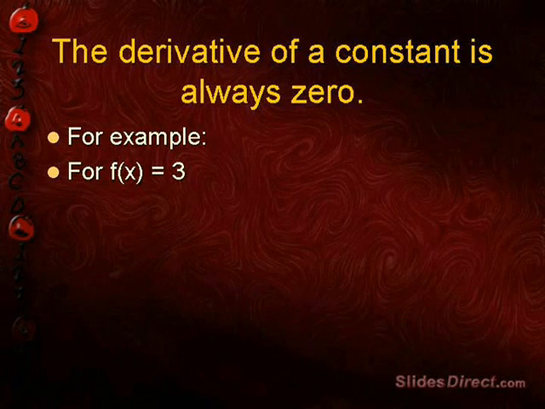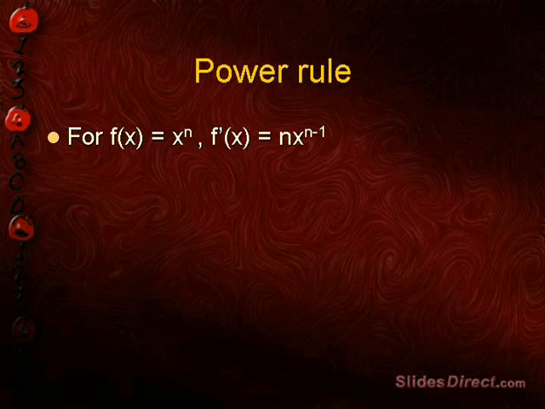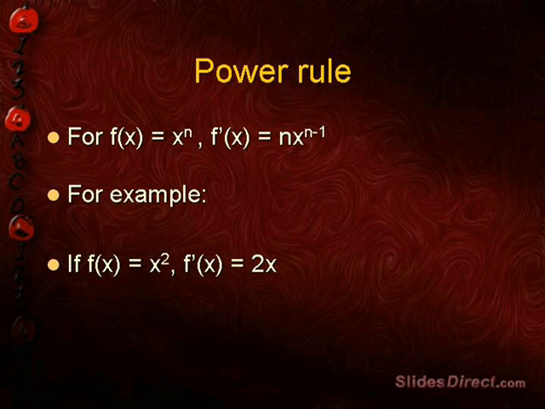First, the derivative of a constant is always 0. For example, for f of x equals 3, f prime of x equals 0. Next, the power rule. For f of x equals x raised to n, f prime of x equals n times x raised to n minus 1. For example, if f of x equals x squared, its derivative is 2x.